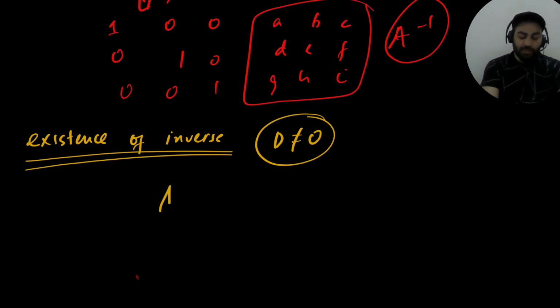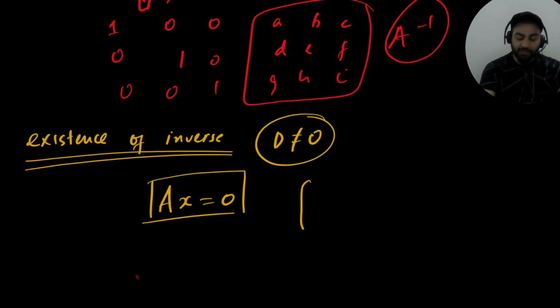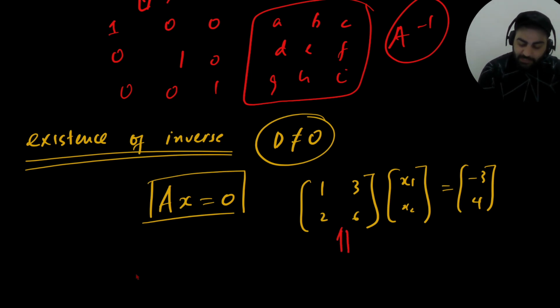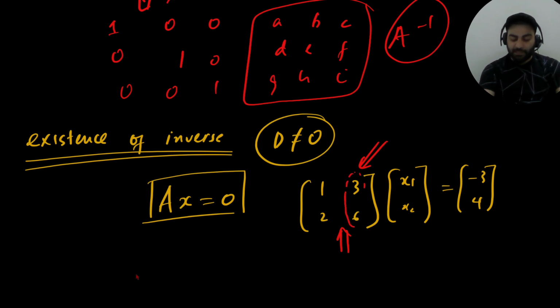So for example, we know that Ax is equal to 0. Let's suppose if we have a matrix, let's suppose 1 2 and 3 6, and I'll put some x1 and x2. Okay, I'm putting some values over here. Let's suppose -3 and 4. So here you can clearly see in this matrix that the rows are dependent. Sorry, the column is dependent. This column basically can be obtained from this column.